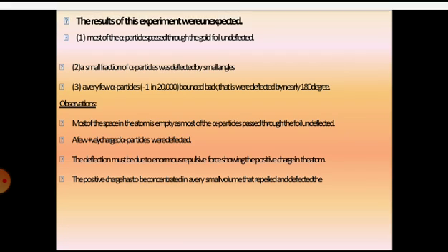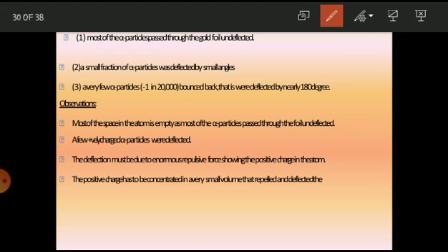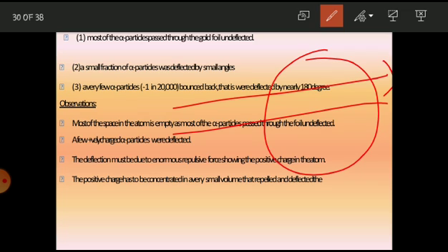Most of the space in the atom is empty, as most of the alpha particles pass through the foil undeflected. Like we said, most of the alpha particles pass through the gold foil. So gold foil is also made up of atoms, right? What is gold foil made of? It is made of atoms. So most of the alpha particles passing through the gold foil means what? There is empty space in the atom.